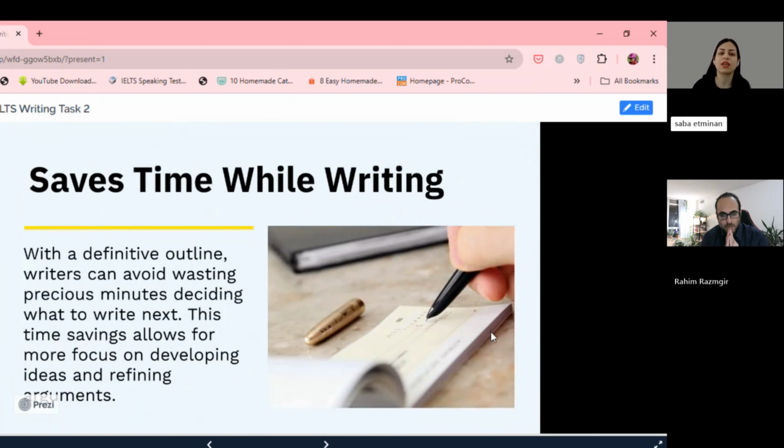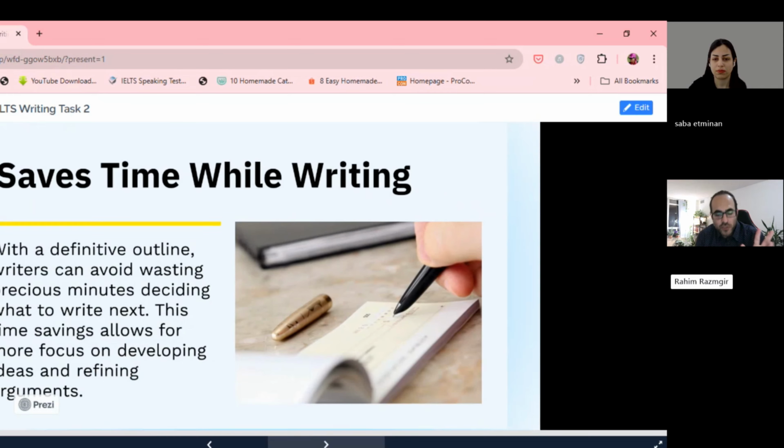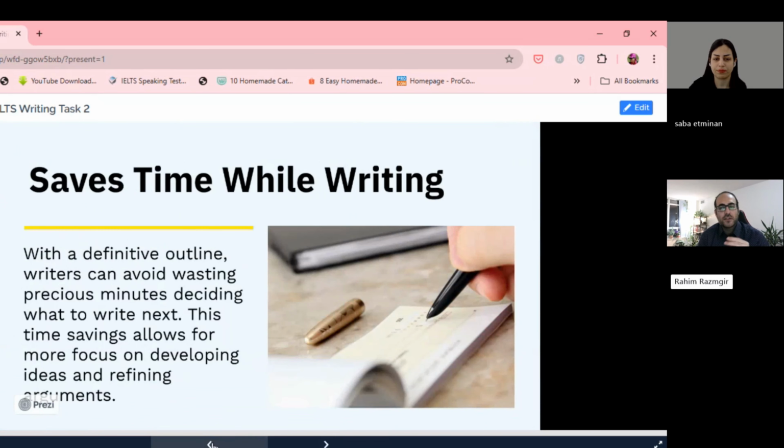And of course, it saves time while we are writing our essay. With a definitive outline, writers can avoid wasting precious minutes deciding what to write next. This time saving allows for more focus on developing ideas and refining arguments. Okay, so just to review the first 3 slides here.